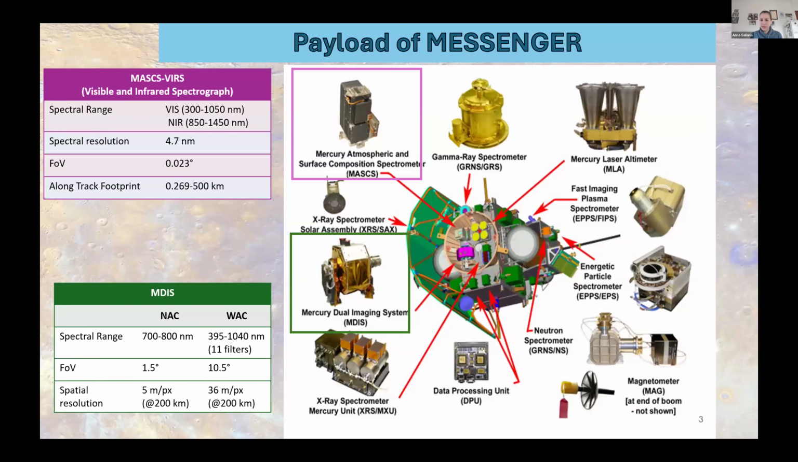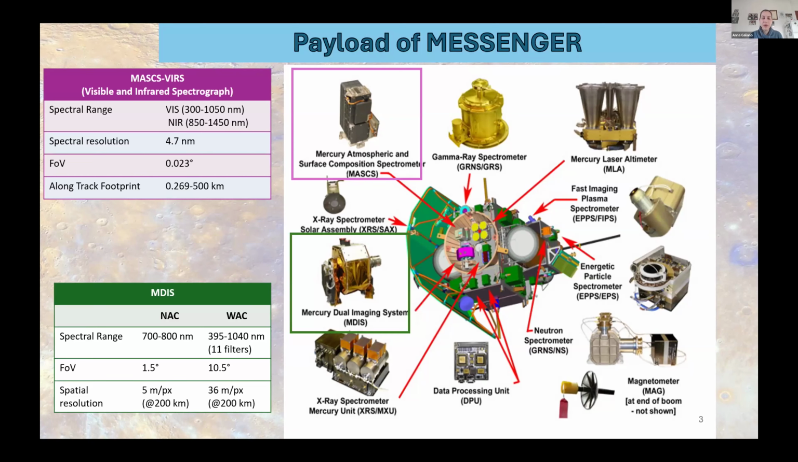This is the payload of MESSENGER. It includes several instruments, but I will focus on two in particular. The first is MASCS, the Mercury Atmospheric and Surface Composition Spectrometer, which was able to acquire the reflectance spectra of Mercury. So it gave us information on how light is reflected by the surface of Mercury, and it operated in the visible to near infrared range, from 300 to 1,500 nanometers.